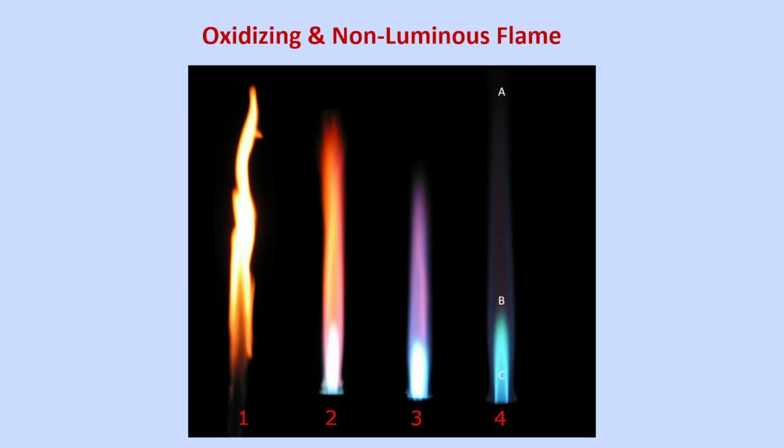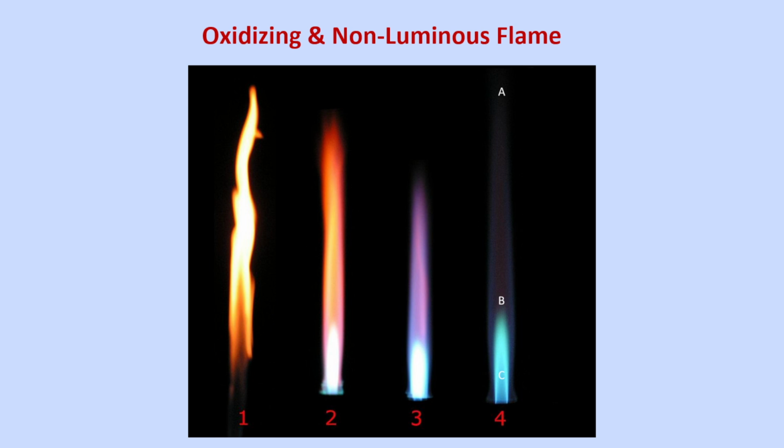Let us briefly discuss the different types of flames you will encounter. There are 4 types in total. Flames 1, 2 and 3 are indicative of incomplete combustion, where the fuel is burning with limited oxygen. These flames are colored due to the burning of carbon monoxide, which is a product of incomplete combustion.